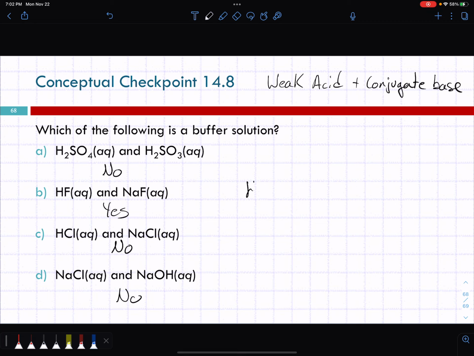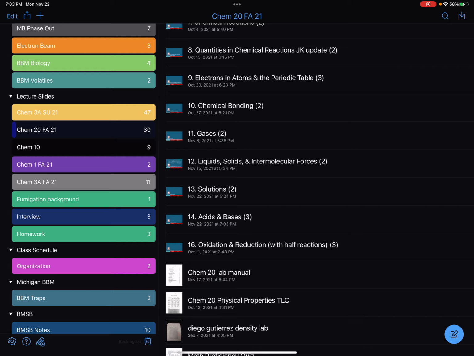If you had hydrofluoric acid plus a different weak base, like ammonia, that would not be a buffer system because it's not the conjugate base. The conjugate base would be the fluoride ion, not a different molecule altogether. Okay, we didn't go that far over, but that finished off that chapter, which puts us in much better shape.